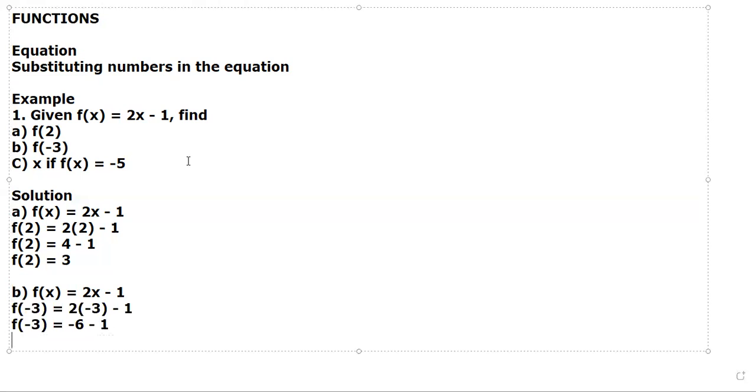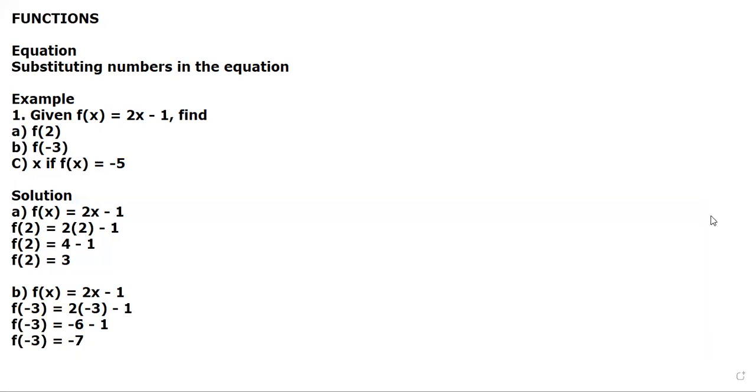So negative 6 minus 1: you go to the negative 6 times, you also go to the negative 1 time. That means you go to negative 7. That's what you have on this one. So f of negative 3 is equal to minus 7. That's the answer for this guy.